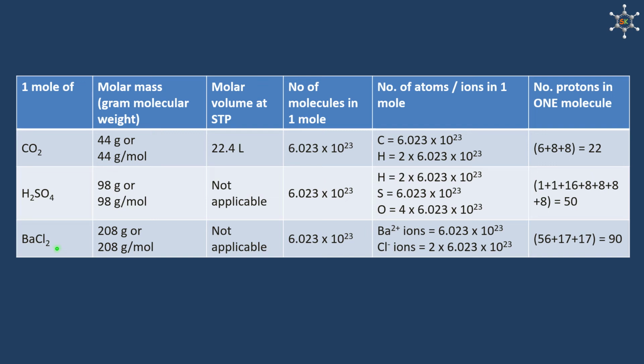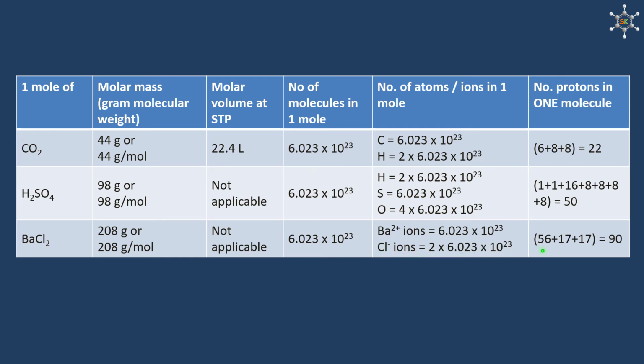Another example, barium chloride. Molar mass of barium chloride is 208 gram per mole. Again, molar volume at STP is not applicable to barium chloride because it is not a gas. Number of molecules of barium chloride in 1 mole is Avogadro's number. Number of Ba2+ ions present in BaCl2 is Avogadro's number. There are 2 chlorine atoms in 1 BaCl2, so number of chloride ions present in 1 mole of BaCl2 is 2 multiplied by Avogadro's number.